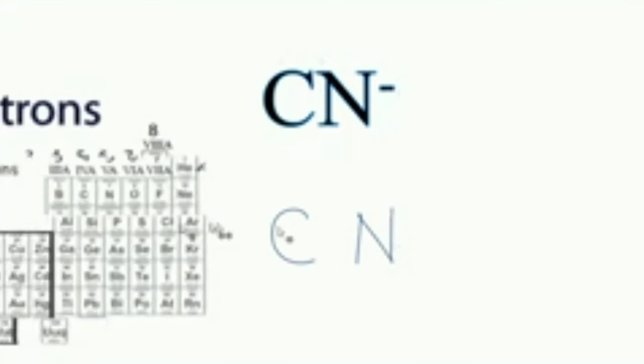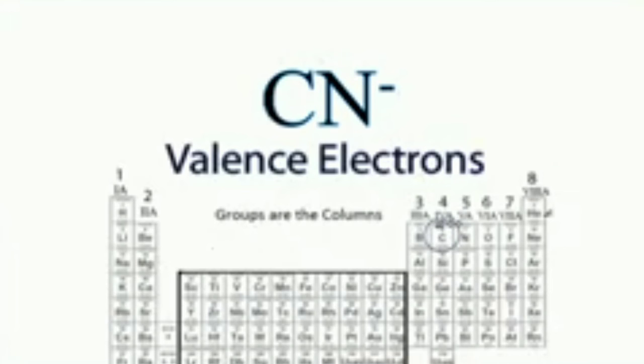It has a negative charge here, so this is a polyatomic ion. Let's write the Lewis structure again. It's only 2 things, we just put C and N, and then let's count its valence electrons. Carbon right here is in group 4A, sometimes called 14. It has 4 valence electrons plus the nitrogen, which has 5, and then we have a negative charge, so let's add 1 here. That's 9 plus 1, so 10 total valence electrons for this polyatomic ion, the CN-.